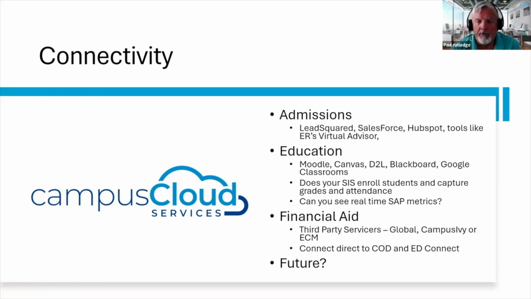Here are some examples of systems that we've been asked about connecting, whether it's admissions, whether you have a more robust admissions process with Salesforce or HubSpot, or whether you're using Moodle Classrooms or Google Classrooms. When you enroll students in a program in the SIS, will it enroll them in your online classroom? Will it pull grades and attendance back, whatever your important metrics are, into the system, so that when your administrator is evaluating financial aid, do you know that that student is meeting SAP in real time?